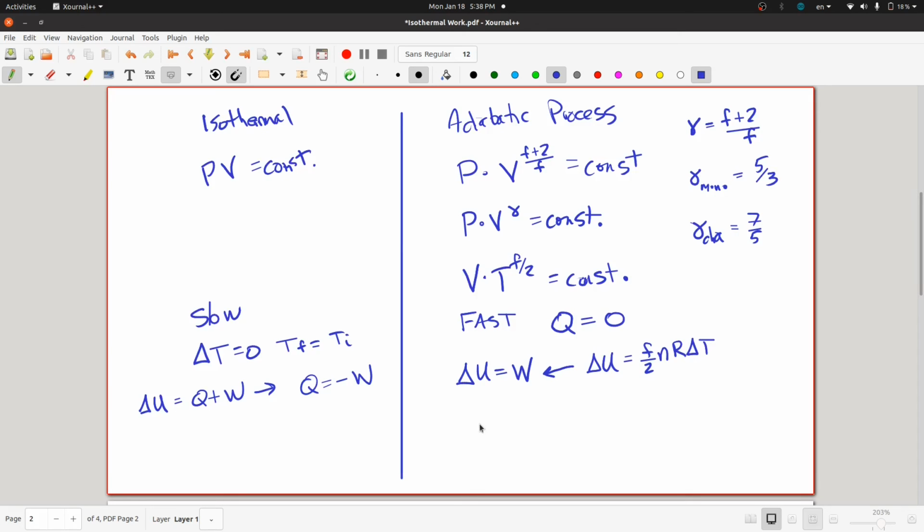And how do we find that change in temperature? Well, by using this fact here, that the volume initial times T initial to the f over 2 is equal to volume final times T final to the f over 2. Apologies that I have final here and f for degrees of freedom. But given any two volumes and a temperature, we can find the other quantity that we don't know and use that change in temperature to find the work in this process. So that is an overview of isothermal and adiabatic processes and how to calculate the heat and the work in each.